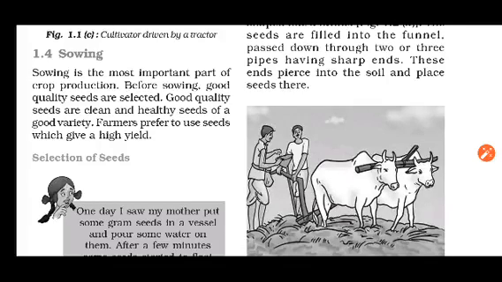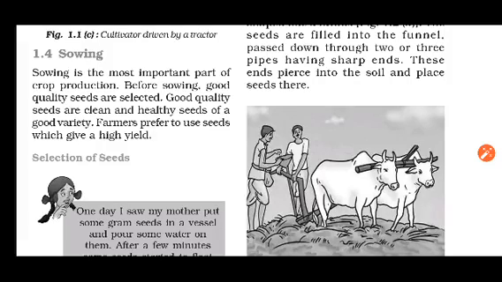Before sowing यानी बीज को बोने से पहले किसान एक बहुत ही इंपॉर्टेंट चॉइस करता है, और वो क्या है? वो चॉइस ये है, बिफोर सोइंग गुड क्वालिटी सीड्स आर सिलेक्टेड. एक अच्छी क्वालिटी के सीड्स को किसान क्या करता है? सिलेक्ट करता है. गुड क्वालिटी सीड्स आर क्लीन एंड हेल्दी सीड्स ऑफ अ गुड वेराइटी. हाउ कैन यू कॉल अ गुड क्वालिटी सीड?